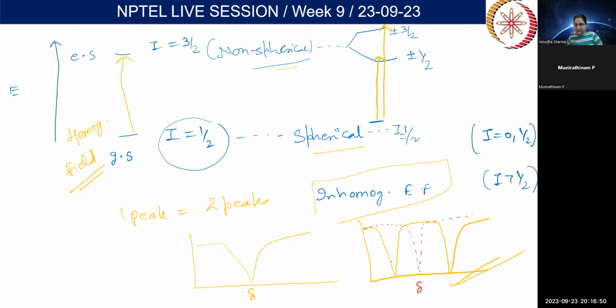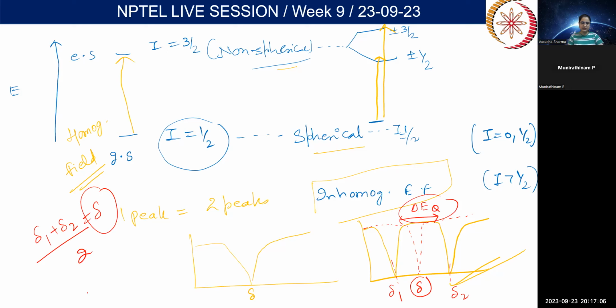Now if I take this delta 1 value and this delta 2 value, then delta 1 plus delta 2 divided by 2 is nothing but my isomer shift, this value. And the difference between these two peaks is called the quadrupole splitting, that is delta Q. In this particular case, delta Q is not zero, it exists. So that one peak got split into two.